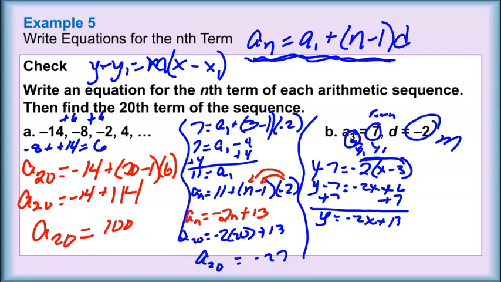So now we can use that again to simplify. So y equals negative 2 times 20 plus 13, and we already know that y would equal negative 27, which means our 20th term would be negative 27. So hopefully that will help you when you're writing equations from slope-intercept form to standard form, and also using slope-intercept form or a linear function to write an arithmetic sequence and find a specific term.